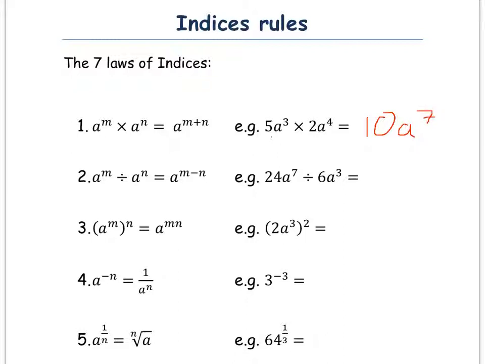Right, number 2, a to the power of m divided by a to the power of n. Now the answer to this would be a to the power of m minus n. Let's have a look at another simple example: 3 to the power of 4 divided by 3 squared. That is the same as saying 3 times 3 times 3 times 3 over 3 times 3. As you can see, you've got 2 on the top and 2 on the bottom, so you can cross them out, which leaves you with 3 squared, which is the same as doing 4 take away 2. So that rule works.